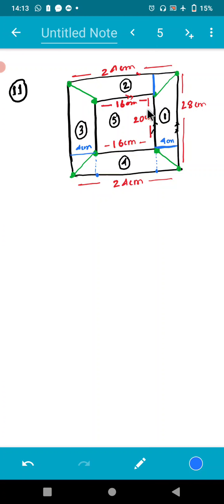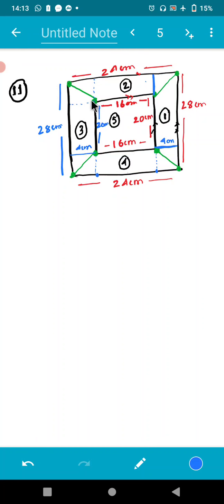This distance can be taken out as, say, this is 24 and this is 16. So, if you subtract 16 from 24, we will get what? 8, isn't it? This is the distance we are talking about. So, we need to talk about this part, that is 20 centimeter and 28 centimeter. Now, 20 centimeter is this part and 28 centimeter is this part.